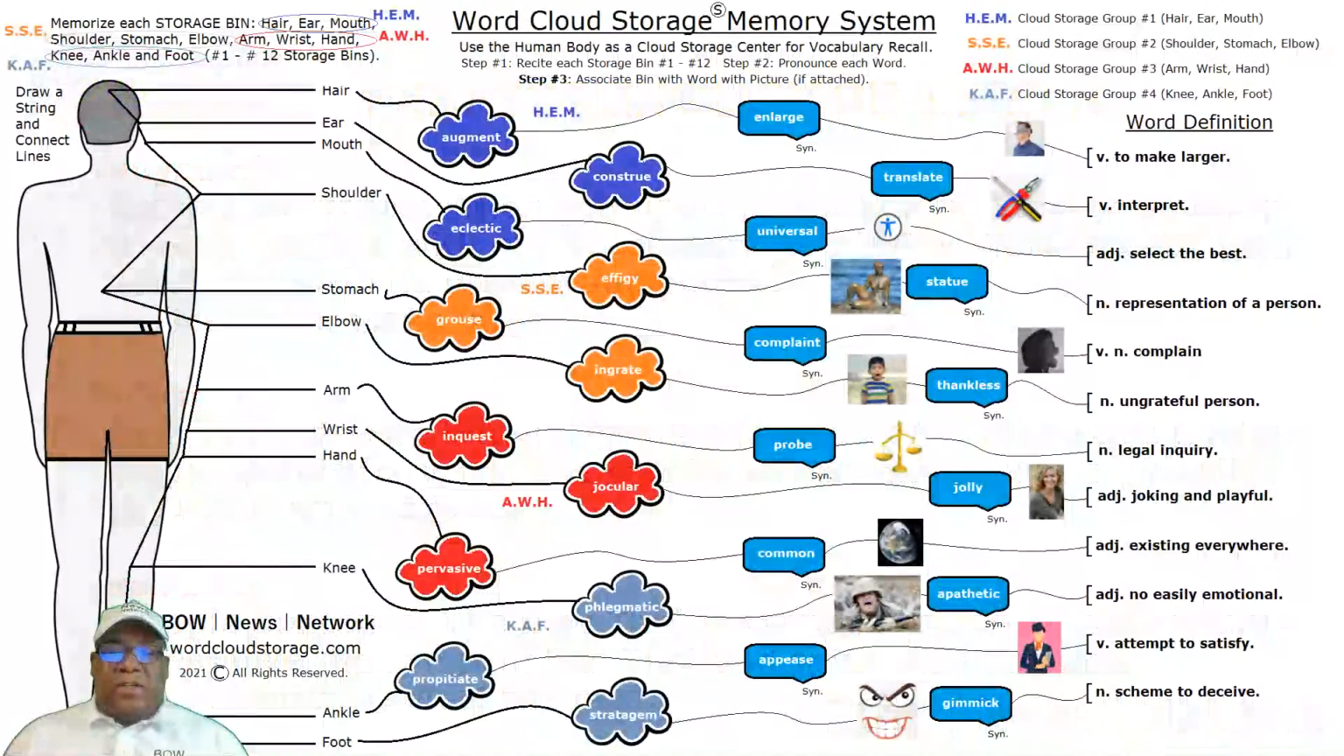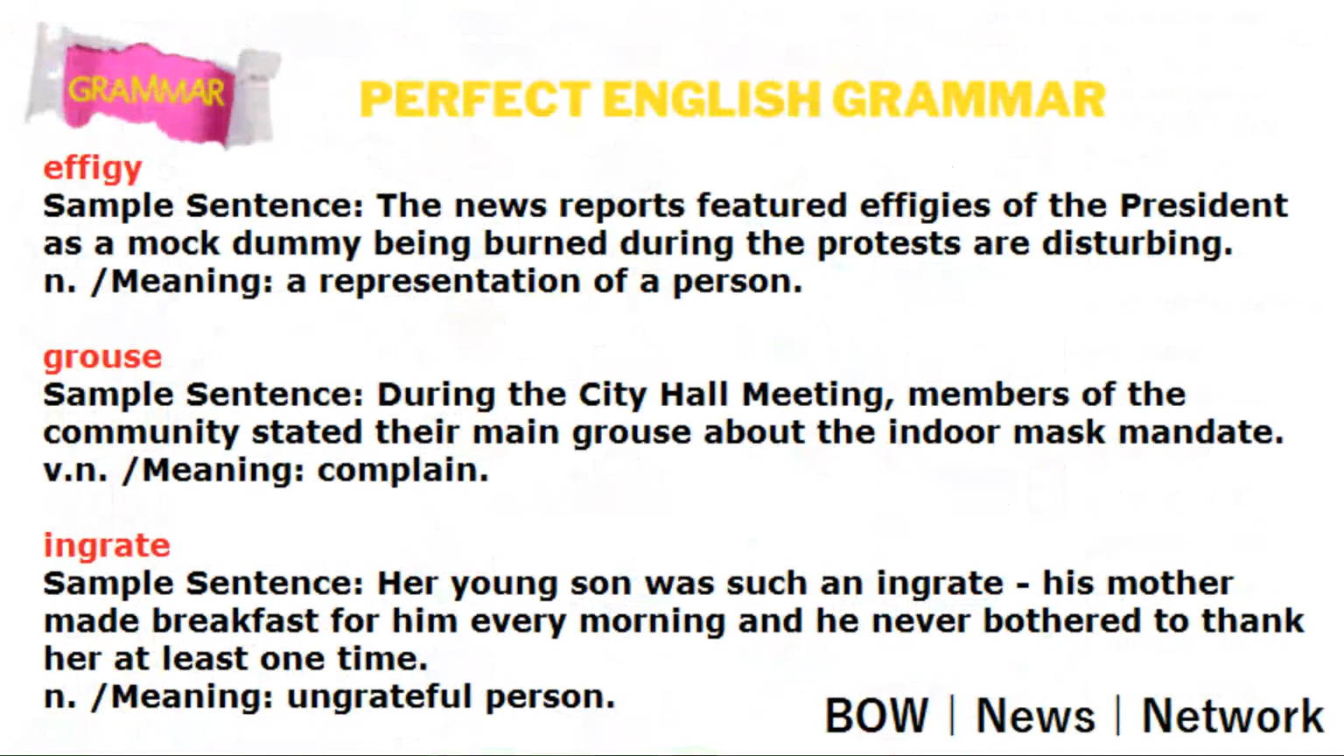So we're actually looking at effigy, grouse, and ingrate. Let's see how they're actually used. We have statue, someone complaining. Ingrate has to do with thankless or ungrateful. Let's see how they're actually used.